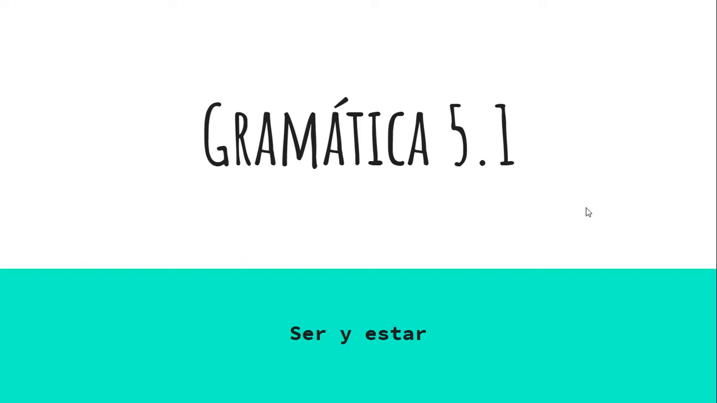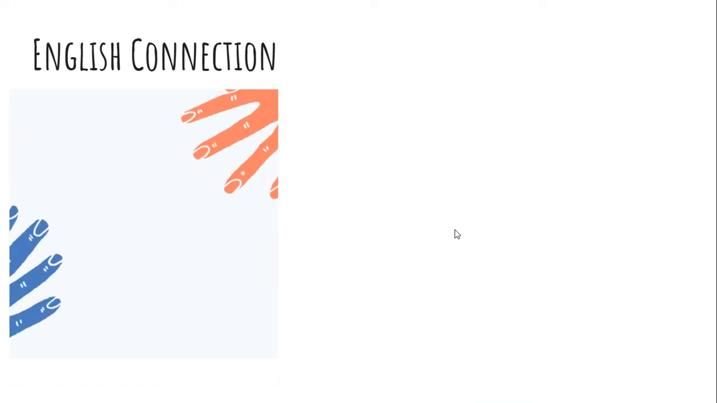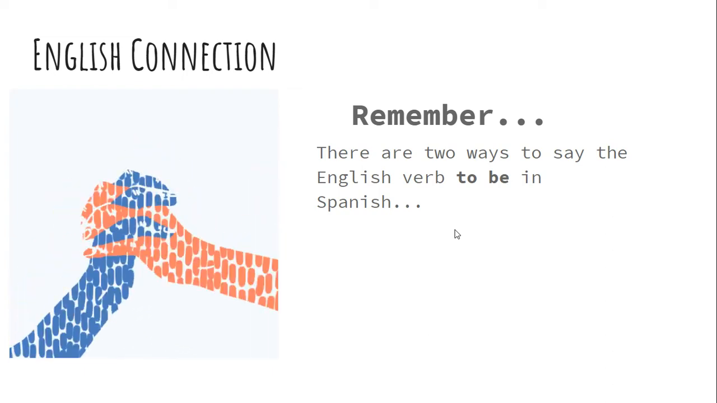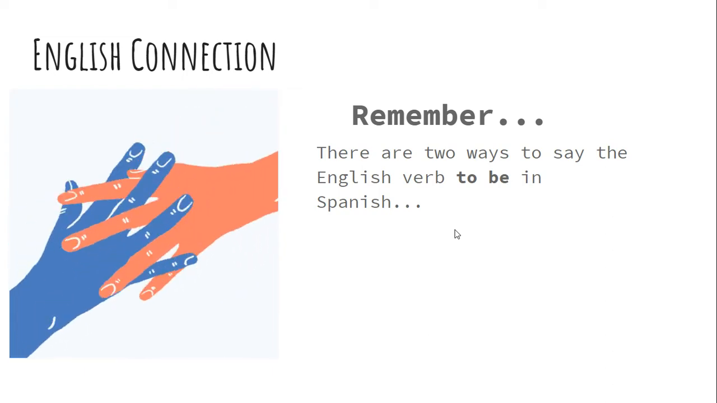This is our first grammar lesson for this course, Gramática 5.1, ser y estar. Now, some of you may remember this from last year, but if you don't, that's okay. We're going to have a recap or a teaching of ser and estar for this lesson. So what are ser and estar? Remember, there are two ways to say the English verb to be in Spanish.